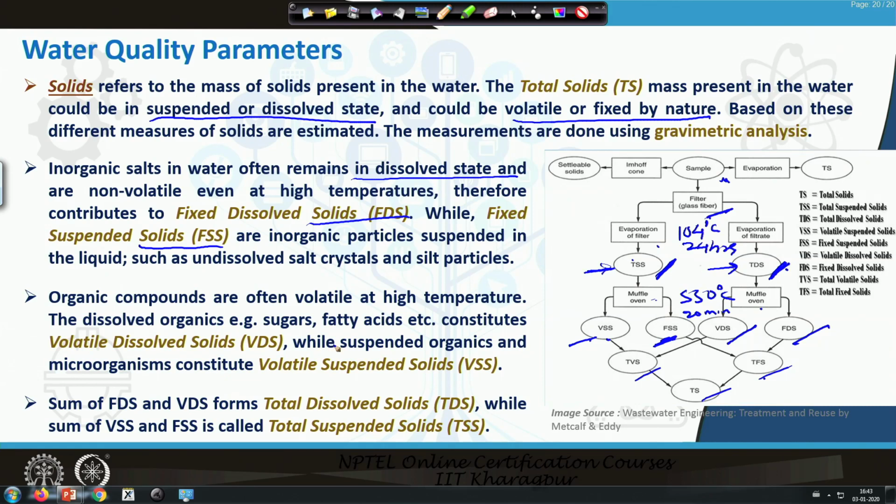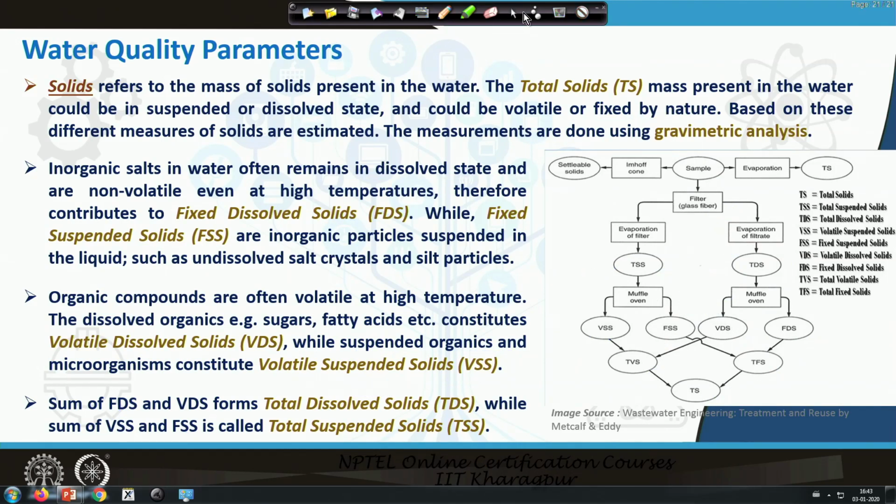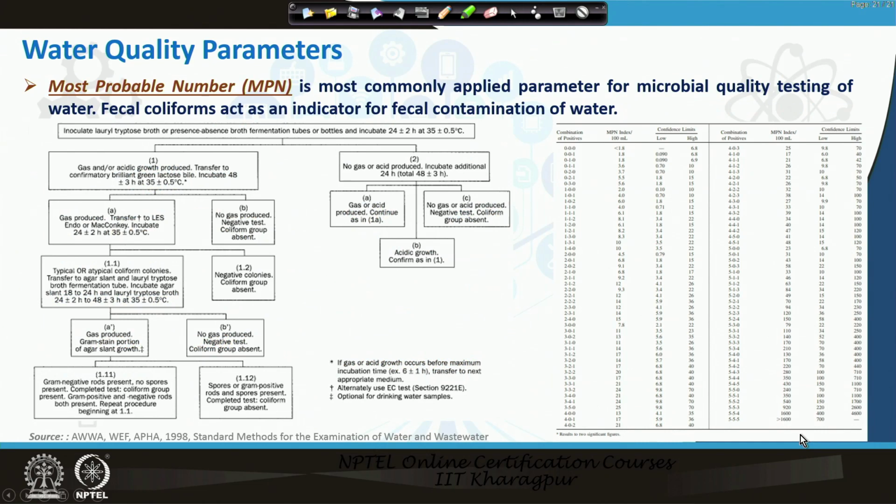So, the organics which are dissolved in the water, like sugar and fatty acids, constitute the volatile dissolved solids, while organics which are suspended, like microorganisms or suspended organic matter, form the volatile suspended solids. The summation of the fixed dissolved solids and volatile dissolved solids gives us the total dissolved solids, and volatile suspended solids and fixed suspended solids give us the total suspended solids. That way we can determine the different types of solids present in the water.